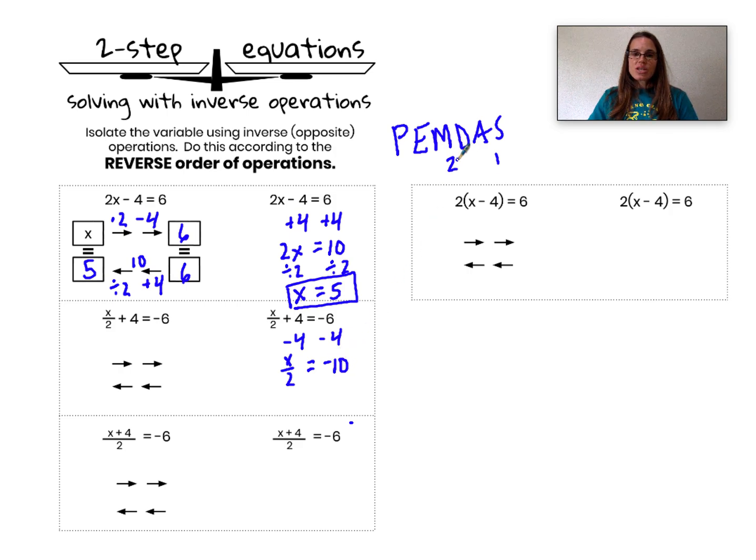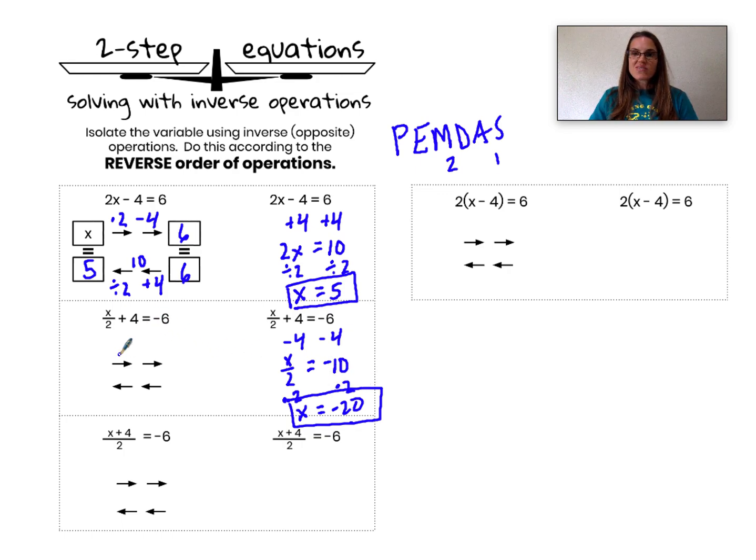Second inverse operation involves the opposite of dividing by 2. It involves multiplication. So to undo dividing by 2, I'm going to multiply both sides of my equation by 2. X divided by 2 times 2 is just x, and then negative 10 times 2 is negative 20. Negative 20 is my solution to this equation.